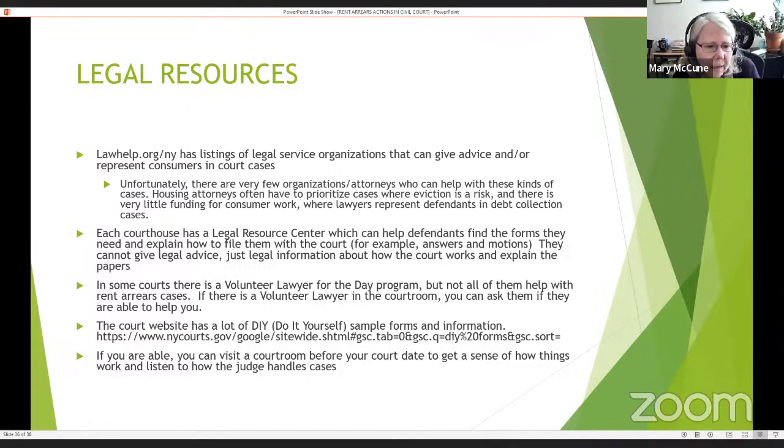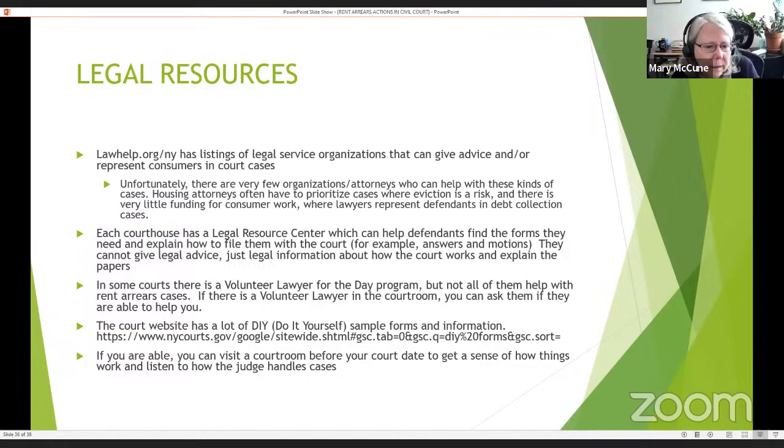Every courthouse has a legal resource center. They can help people find the forms that they need and explain how to fill them out and how to file them, like answer forms and motion forms. They can't give legal advice, just information about how the court works, and they can explain the papers. So it's some help, but it's not a lot.